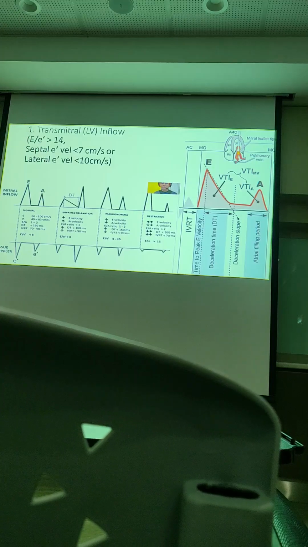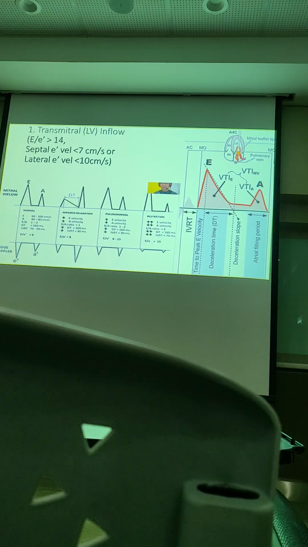Okay, so this is impaired relaxation, meaning the LV myocardium takes a while to relax. When it takes longer to relax, the deceleration time, which is the time from the peak of the E wave to the baseline, dia jadi lagi lama lah. So since it relaxes slower, the deceleration time will become longer. And if it is slower, the velocity also will become lower. So that's why the E wave is shorter than the A wave.